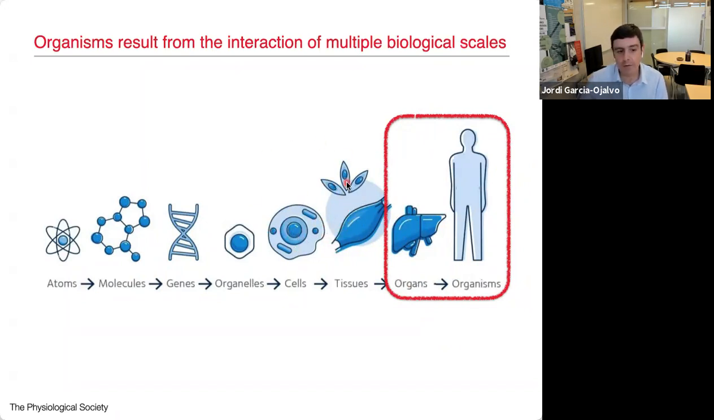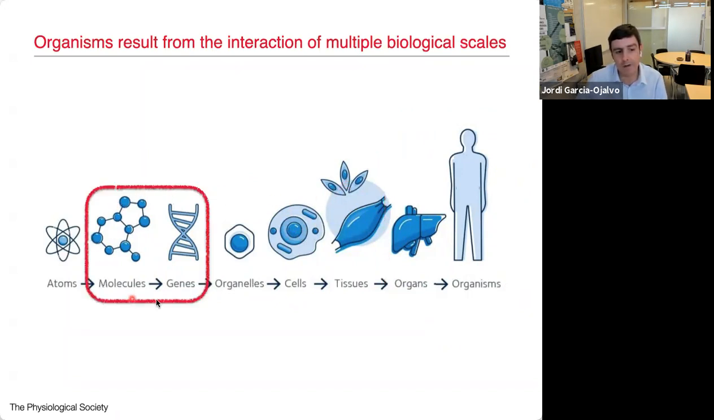But in my case, I'm going to go to the opposite limit, which is the limit of molecules and genes. And how do we bridge the behavior of molecules and genes to the behavior of organisms as a whole, in particular in humans, of course? I would like to claim that there are many basic questions that we don't know the answers to yet, and I would like to raise a few examples. Let me begin with a very simple instance of what I mean by this.